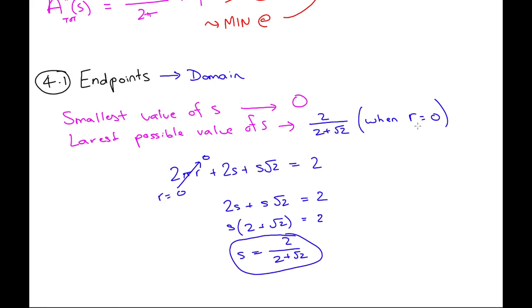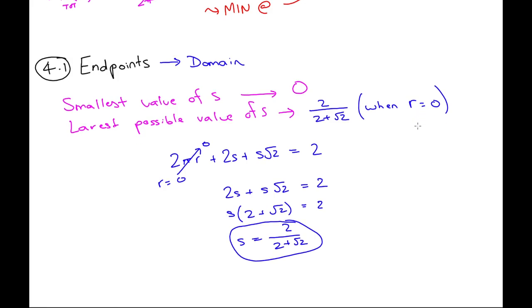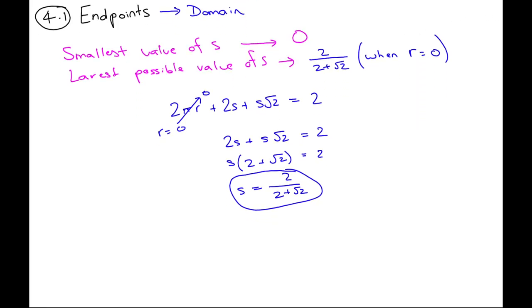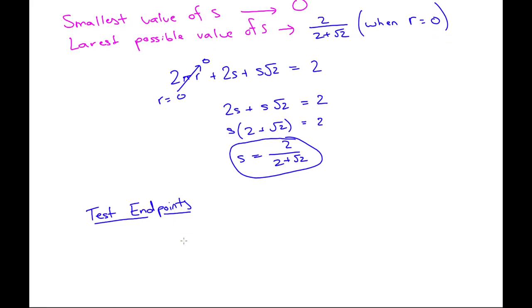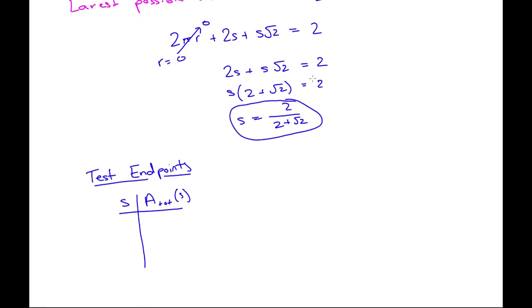Okay? Cool. So we've set up our domain. And now we're going to go ahead and test our endpoints. So we're going to come down here and test endpoints. We're going to have our little table here, if you remember. We're going to have S, and we're going to have A total of S. We're not really interested in our critical point anymore because we know we have a minimum there. So the only two contenders, really, are going to be 0 and 2 over 2 plus root 2. So we're going to plug each of these into our original function, see what we get, and go from there.